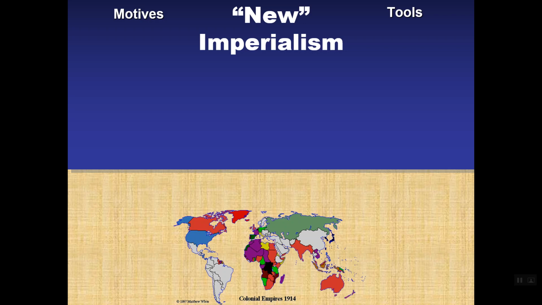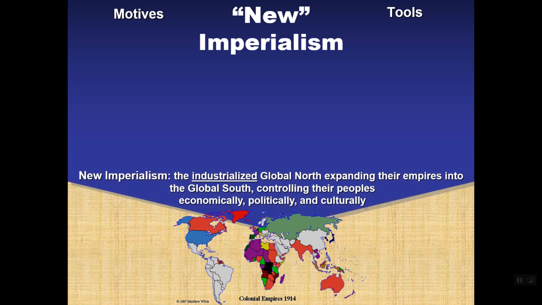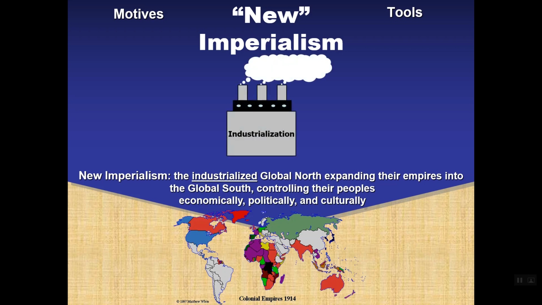Right? So what were the motives for the new imperialism? The first one? Well, not the motives. Let's talk about the definition. Definition of new imperialism: the industrialized global north expanding their empires into the global south to control peoples economically, politically, and culturally. Economically, politically, and culturally. So this is about complete control over another population, right?